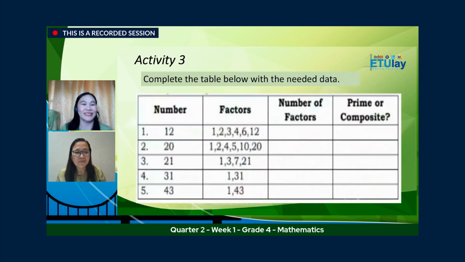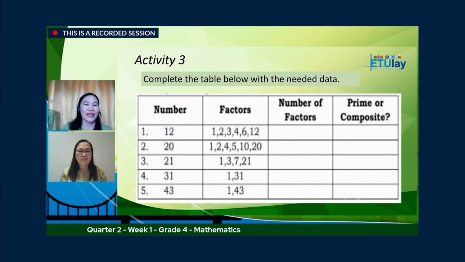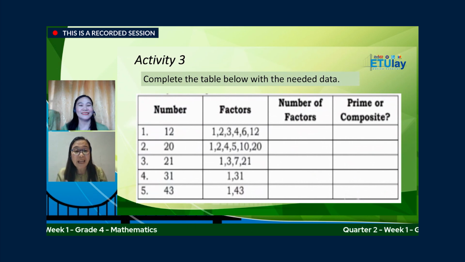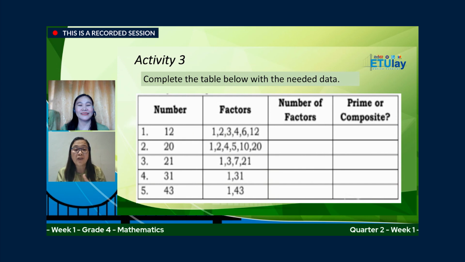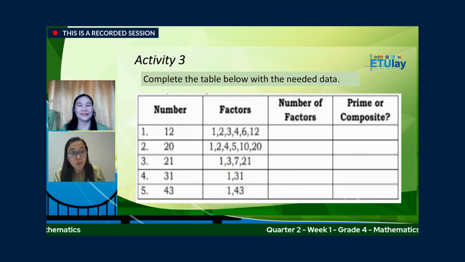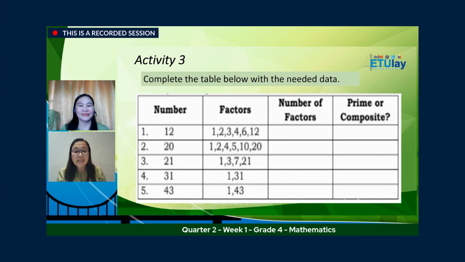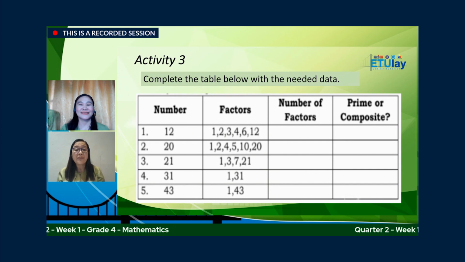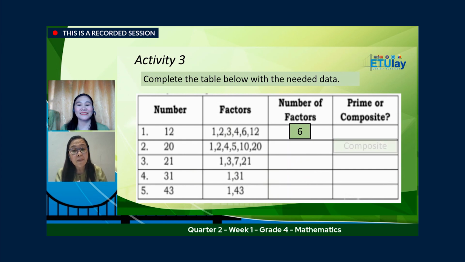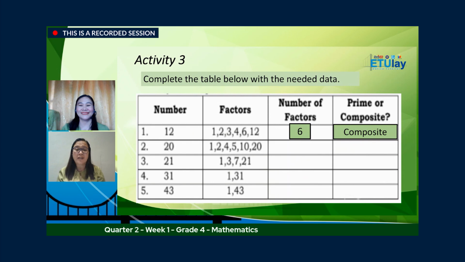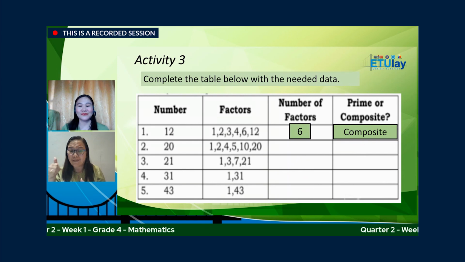So, let's proceed. Okay, activity 3, Tutor Wella. Okay. So complete the table below with the needed data. So number 1, our number is 12. And the factors of 12 are 1, 2, 3, 4, 6, 12. Okay, so the number of factors are 6. So 12 is considered as prime or composite, children. So if your answer is composite, you got it right.